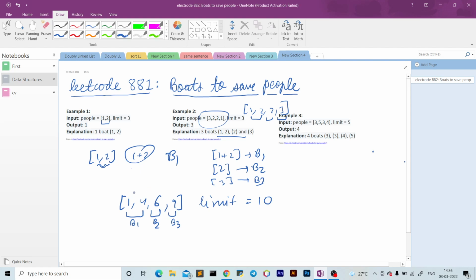But what we can see is that if we consider this one and this one in boat 1, and these two in boat 2, then from this we were getting 3 boats, but now we can put them in only two boats.